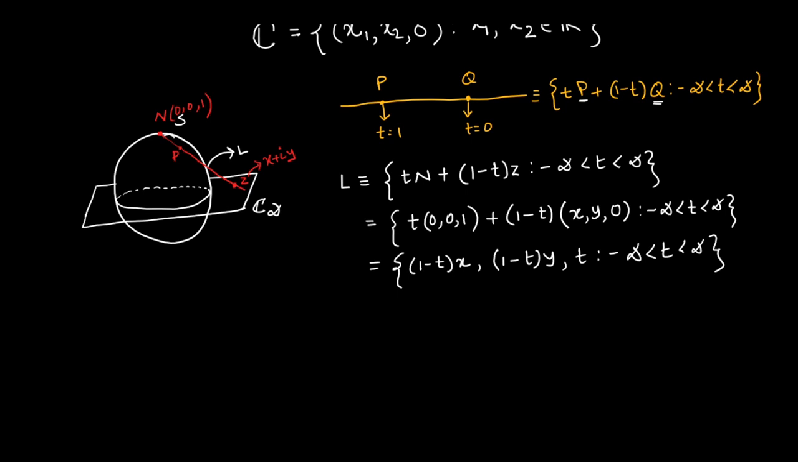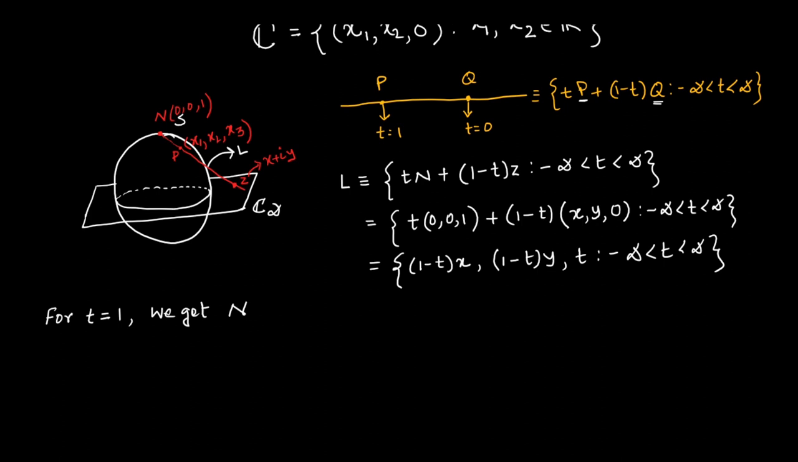For example, say T equal to 1, can you tell me what we get if we place T equal to 1? Plugging T equal to 1, we get 0, 0, 1, so we get N. Similarly, for T equal to 0, we get Z. Now, if the coordinate of this P is X1, X2, X3, that means at this point P, T is equal to X3.